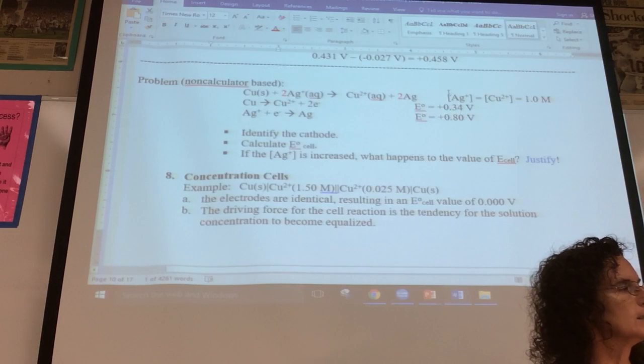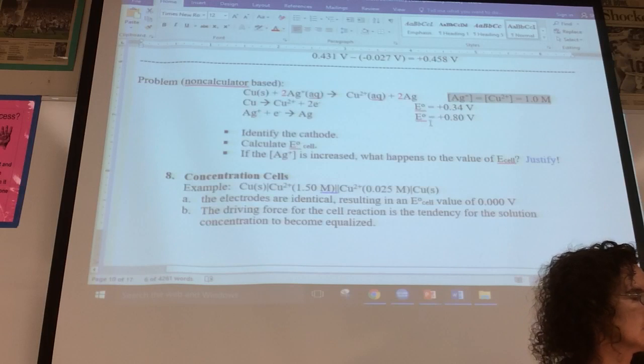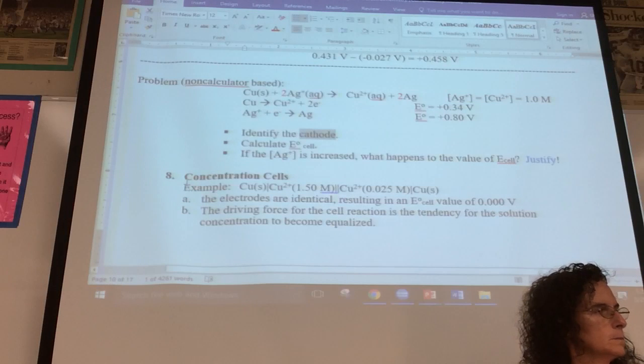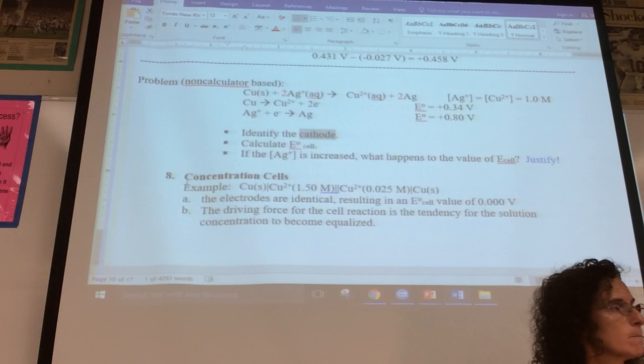So under standard conditions, the concentrations are 1 molar for the ions. The standard reduction potentials are provided. You can see that copper is being oxidized and silver ion is being reduced. So what's the cathode? Silver. The substance that's being reduced is silver ion. The cathode is the metal, which would be silver. Okay?